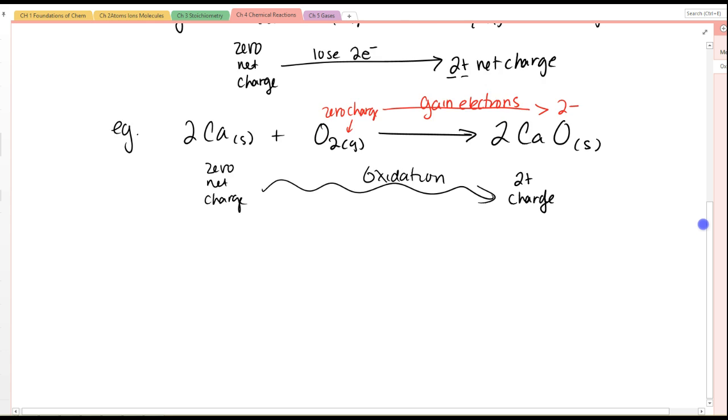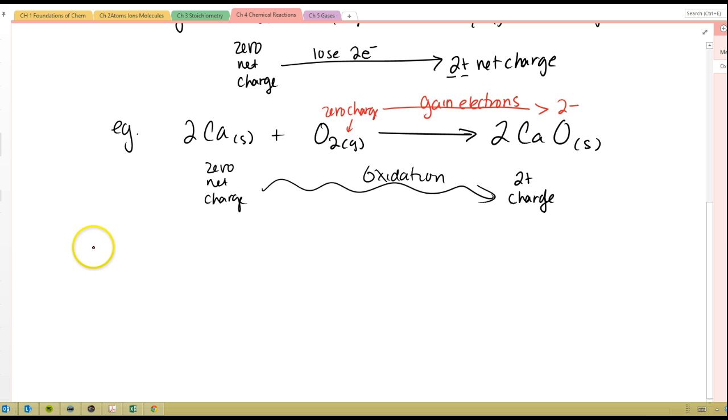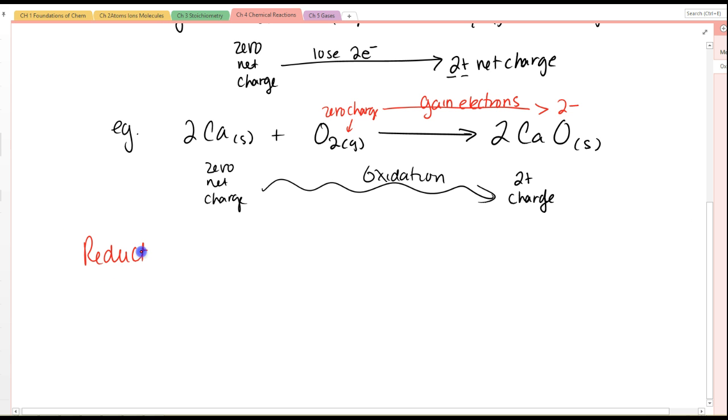A gain of electrons is called reduction. Okay, so the gain of electrons by a substance in a reaction is called reduction. They will always come in a pair. So if something loses electrons, something else will gain. So that's why we call them oxidation reduction reactions. They're always together.